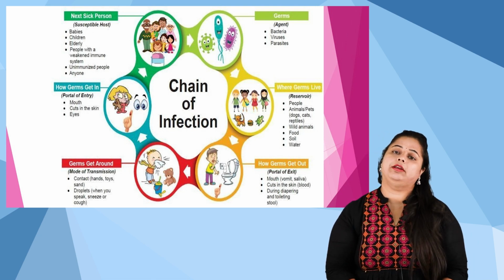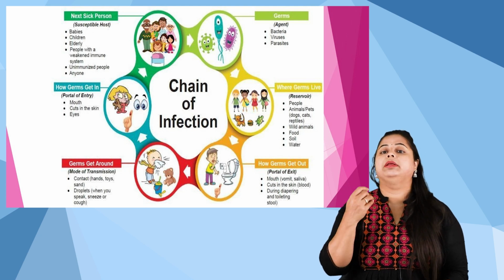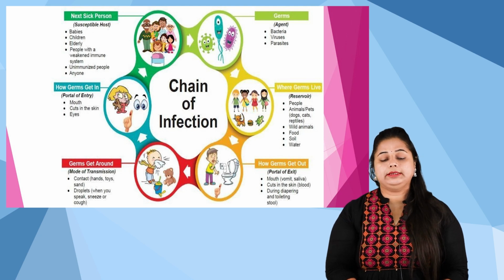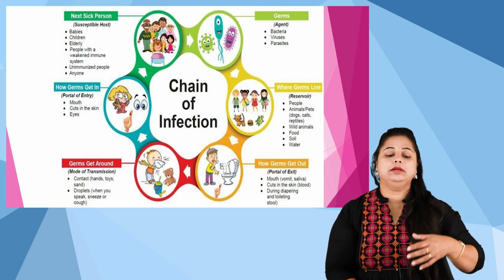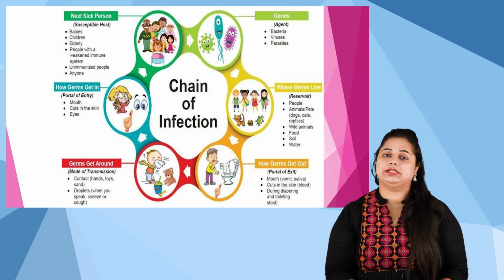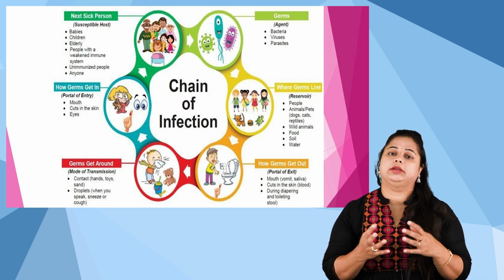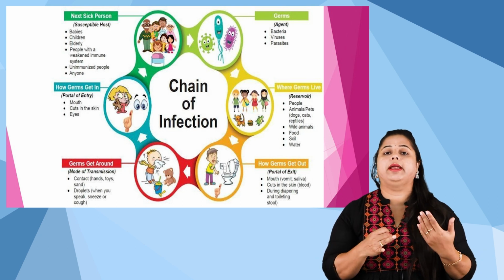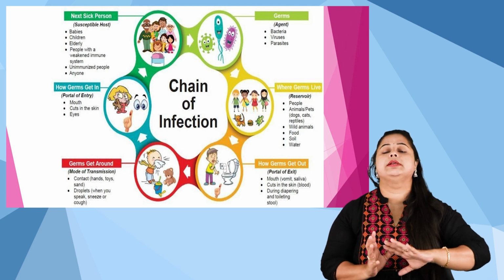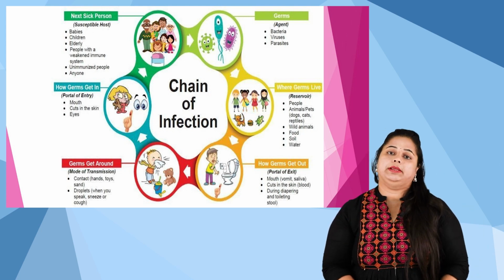So it can be the portal of exit. It can be the cut, through mouth, sneezing, coughing, anything. Then there is how the germs get around. That means the mode of transmission. So we already told that there are so many types. Maybe the contact, maybe the airborne, there is vector borne, vehicle borne. Somehow it is going to another place.